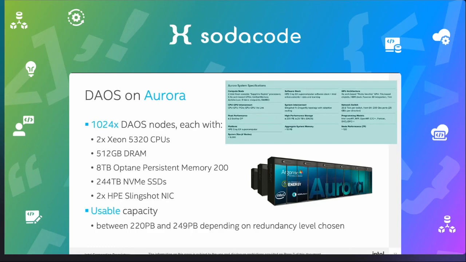This large DAOS system will be able to address the needs of the most demanding HPC and AI applications running on the compute nodes of Aurora. Once the deployment is completed, the DAOS installation on Aurora should be one of the biggest storage systems on the planet.